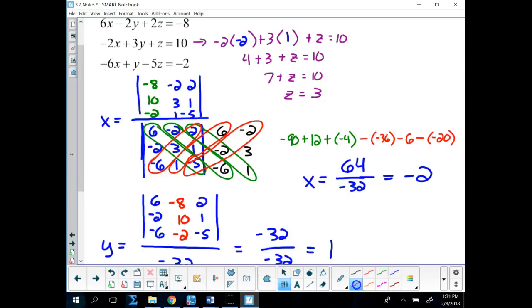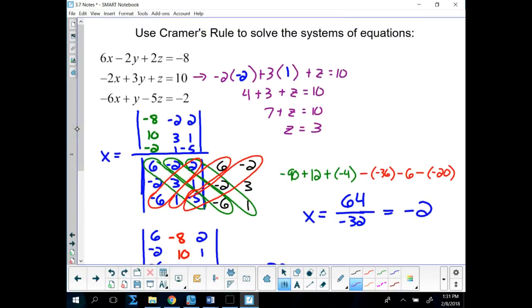So my suspected answer then is negative 2, 1, and 3. 6 times negative 2 is negative 12, minus 2 times 1 is negative 14, plus 2 times 3, so that's 6, so negative 14 plus 6 is negative 8. Checks out in the first one.